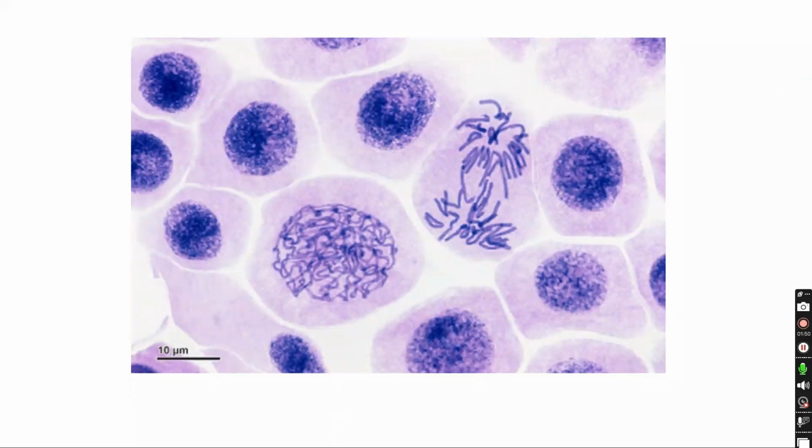Cells aren't static. They're constantly moving and active. This is a real look at plant cells under a microscope. Notice these dark, messy structures in the center? Those are called chromosomes. These cells are actively replicating their DNA and dividing. This division is exactly how organisms grow, heal wounds, and reproduce.